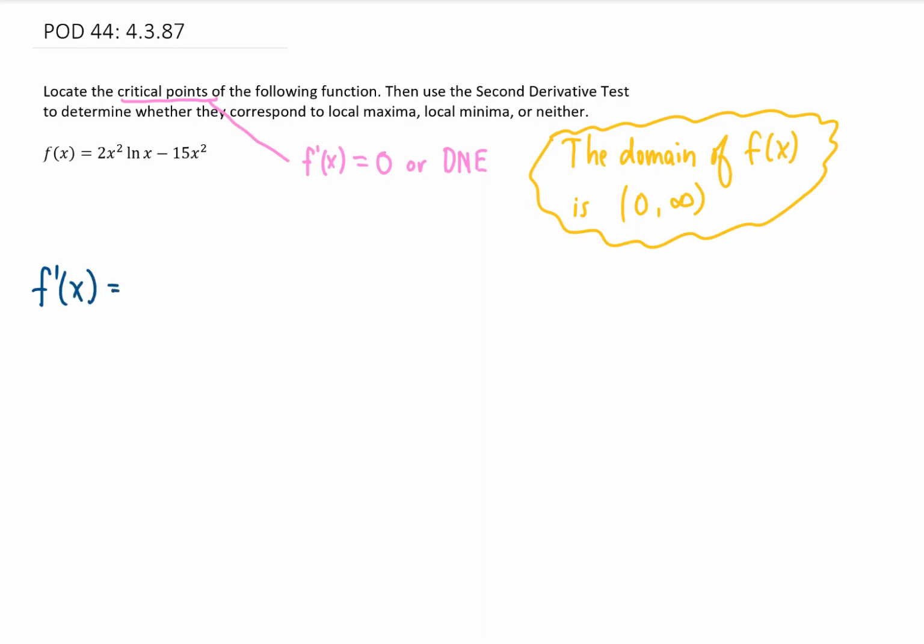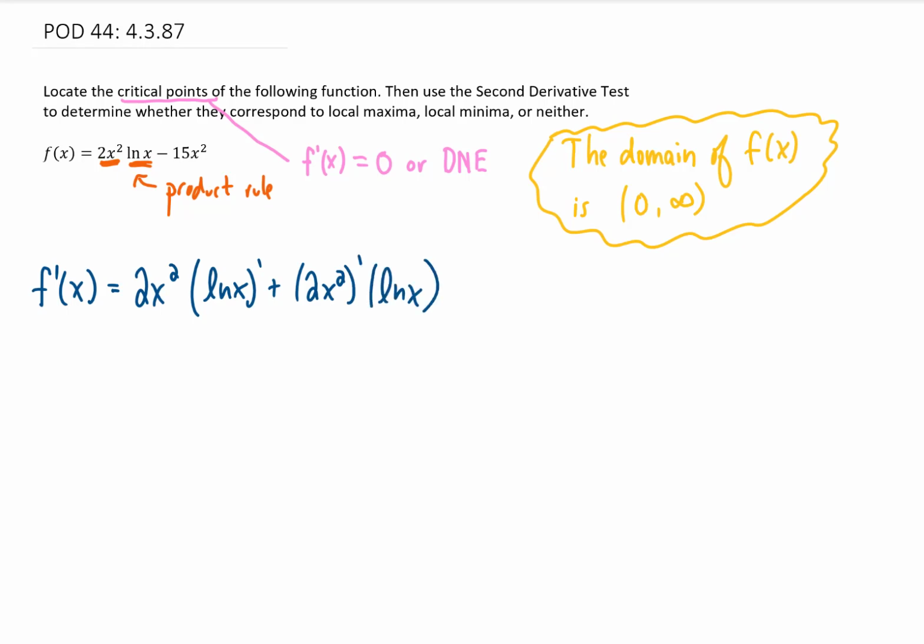Note that this first term has a function of x multiplied by another function of x. So we're going to need to use the product rule to find this first derivative. That means copying down the first term, multiplying by the derivative of the second term, adding, writing down the derivative of the first term, and then multiplying that by the second term. So all of that is the product rule. The derivative of our second term, this 15x squared, is just going to be a power rule. We take the 2 times the 15 to get 30, and then we reduce the power on x by 1.